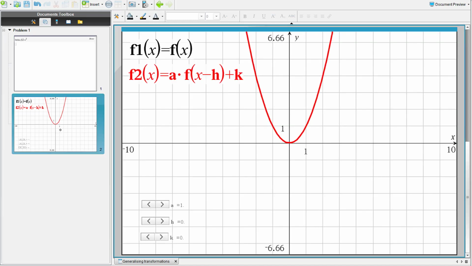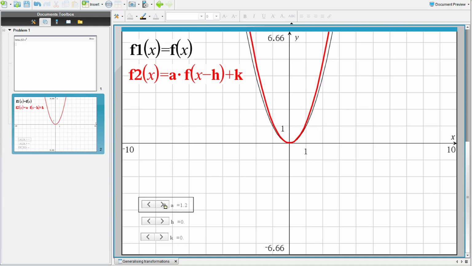So y equals f of x, which is y equals x squared, and then we've got y equals a times f of x minus h plus k, okay? At the moment a is 1, so that's the dilation and reflection, so there's no dilation or reflection happening. h is 0, that's the horizontal translation, which we're about to talk about, and k is 0. That's the vertical translation, which we're about to talk about. So let's just have a play around with these.